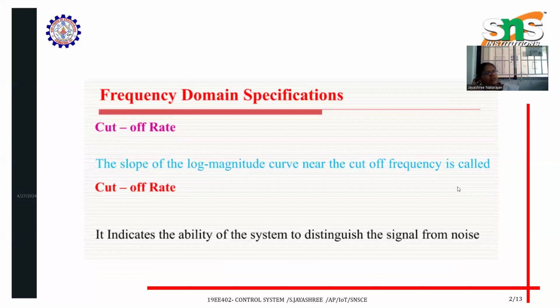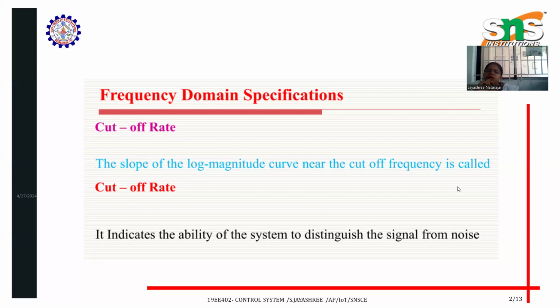Next one is the cutoff rate. So, what is cutoff rate? The slope of the log magnitude curve near the cutoff frequency is called cutoff rate. So, if we draw a magnitude graph in a semi-log scale, the slope of that magnitude graph near the cutoff frequency, we call it cutoff rate. It indicates the ability of the system to distinguish the signal from noise.